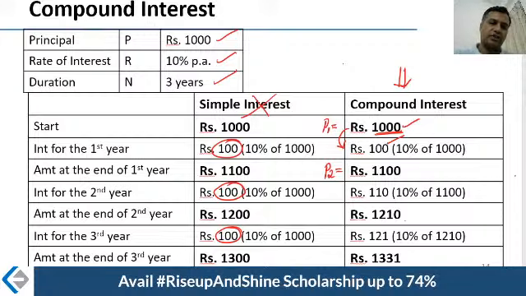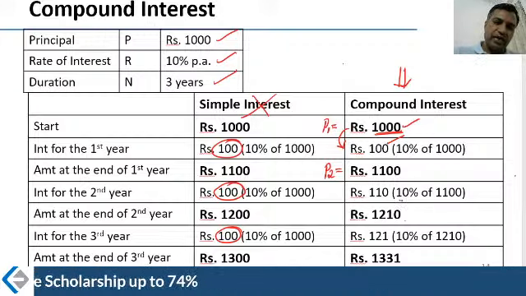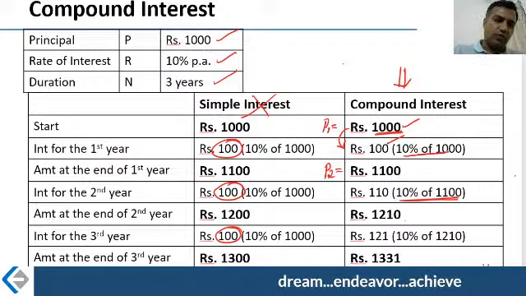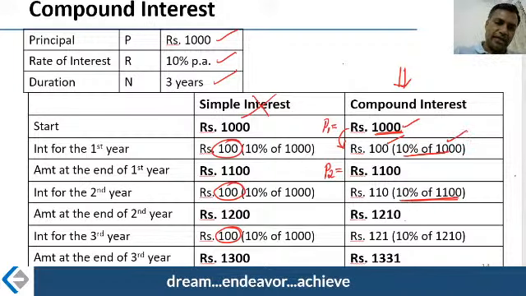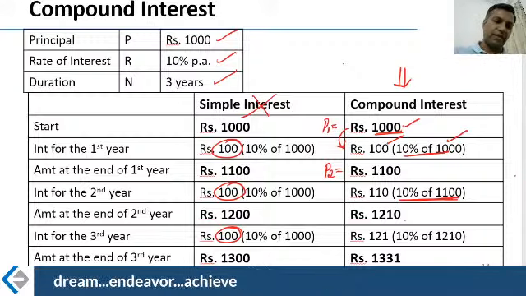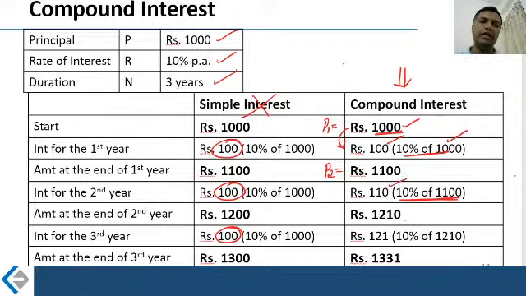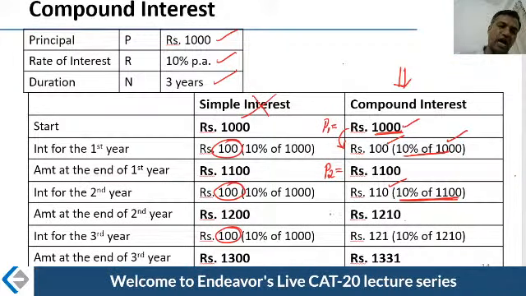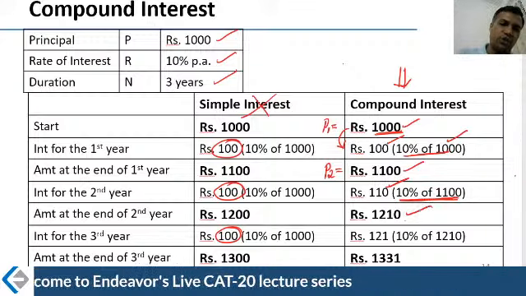Now what do I charge? I give you 10% of this revised principal. Earlier it was 10% of the first principal. Now I'm giving you 10% of the revised principal, which is 1100, which becomes 110. That becomes your interest. So what will be my next amount? The amount becomes the next principal. 1100 added to 110 becomes 1210.